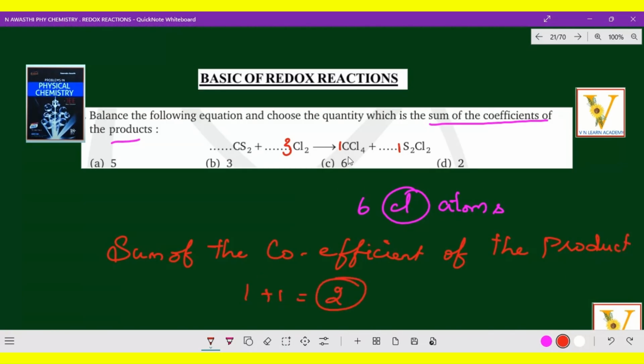I hope you got the clarity. While balancing the equation, you will come to know the coefficient, the stoichiometric coefficient. That is the point where they mention the coefficient. So 1 plus 1, 2. The answer will be 2. I hope you got the clarity. If you are able to balance the equation, you can identify this kind of sum. Now another sum is the same, just like this. Come on, let us discuss that question.